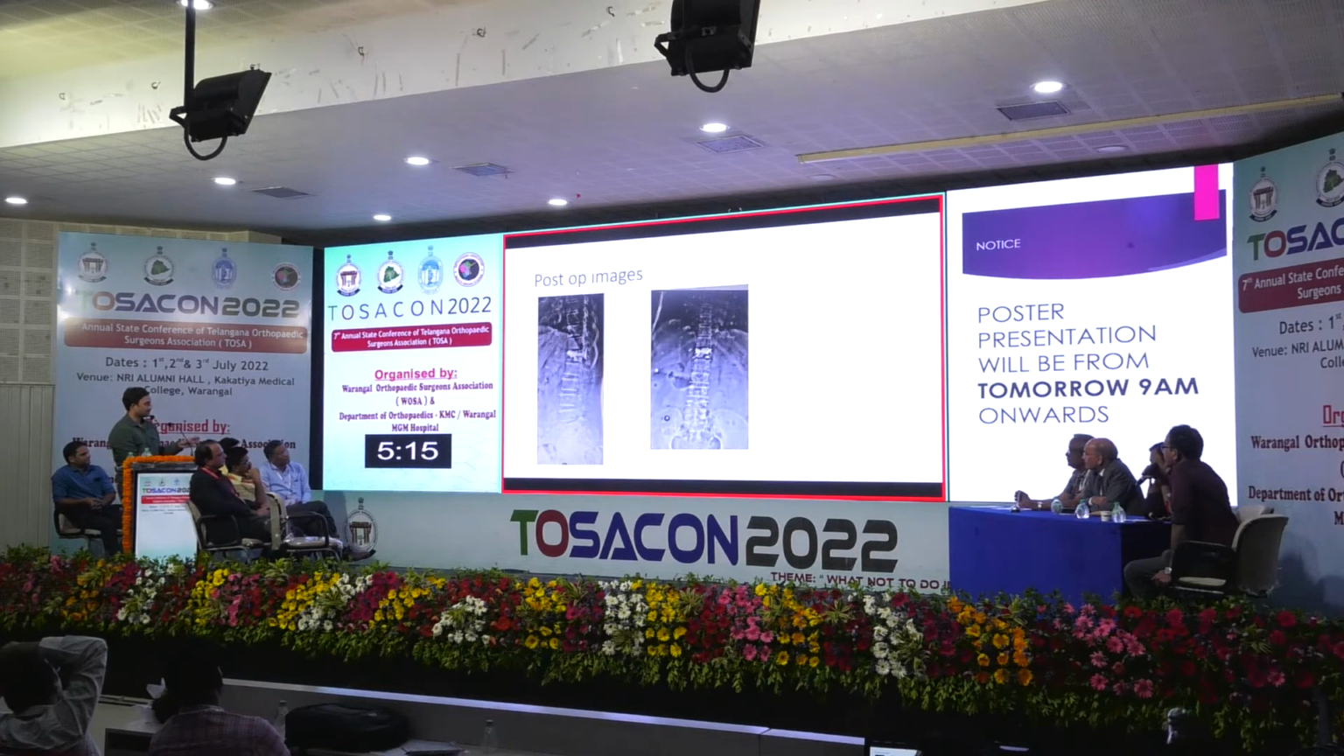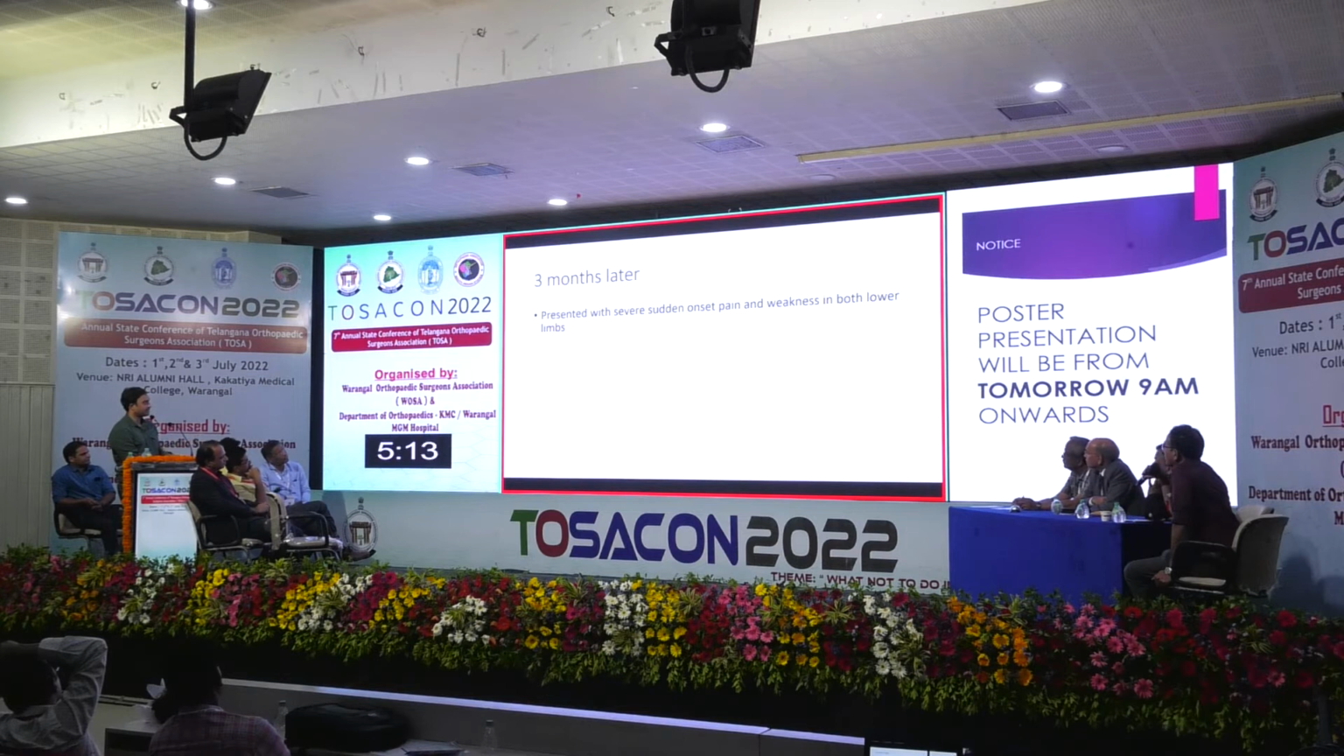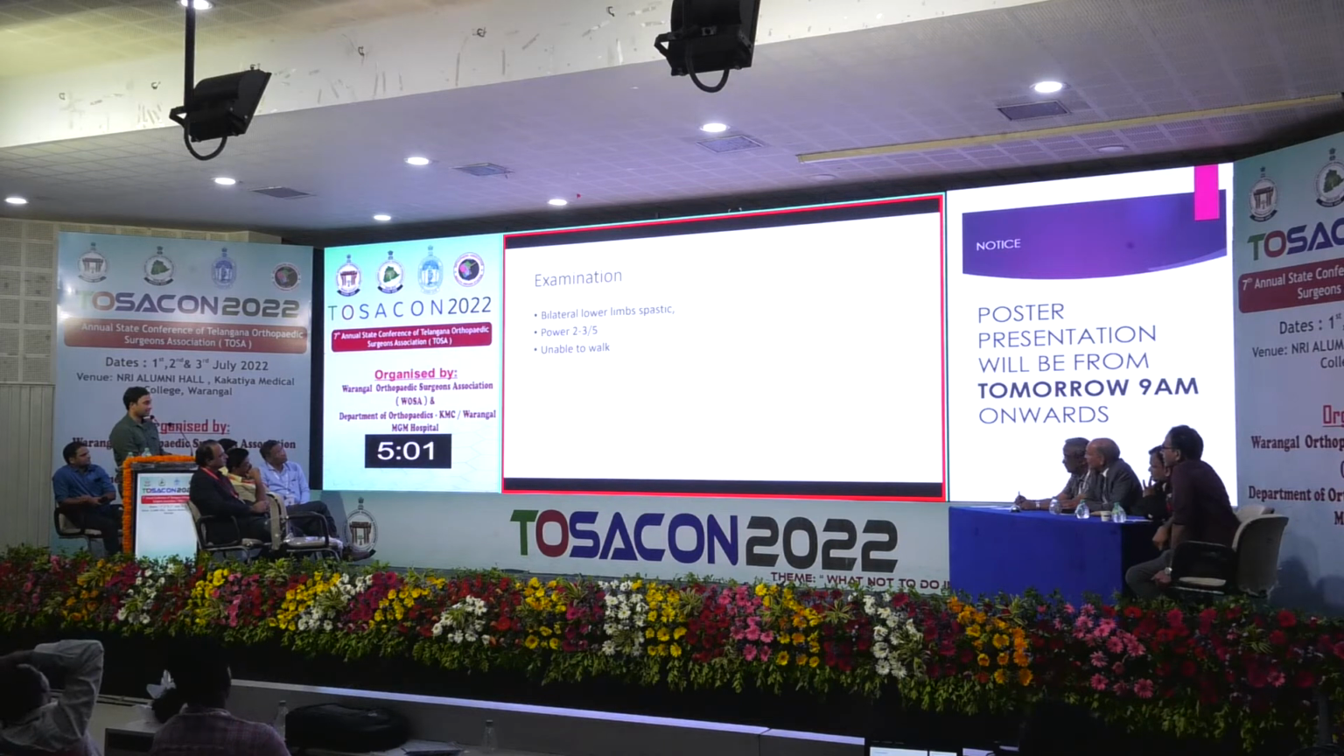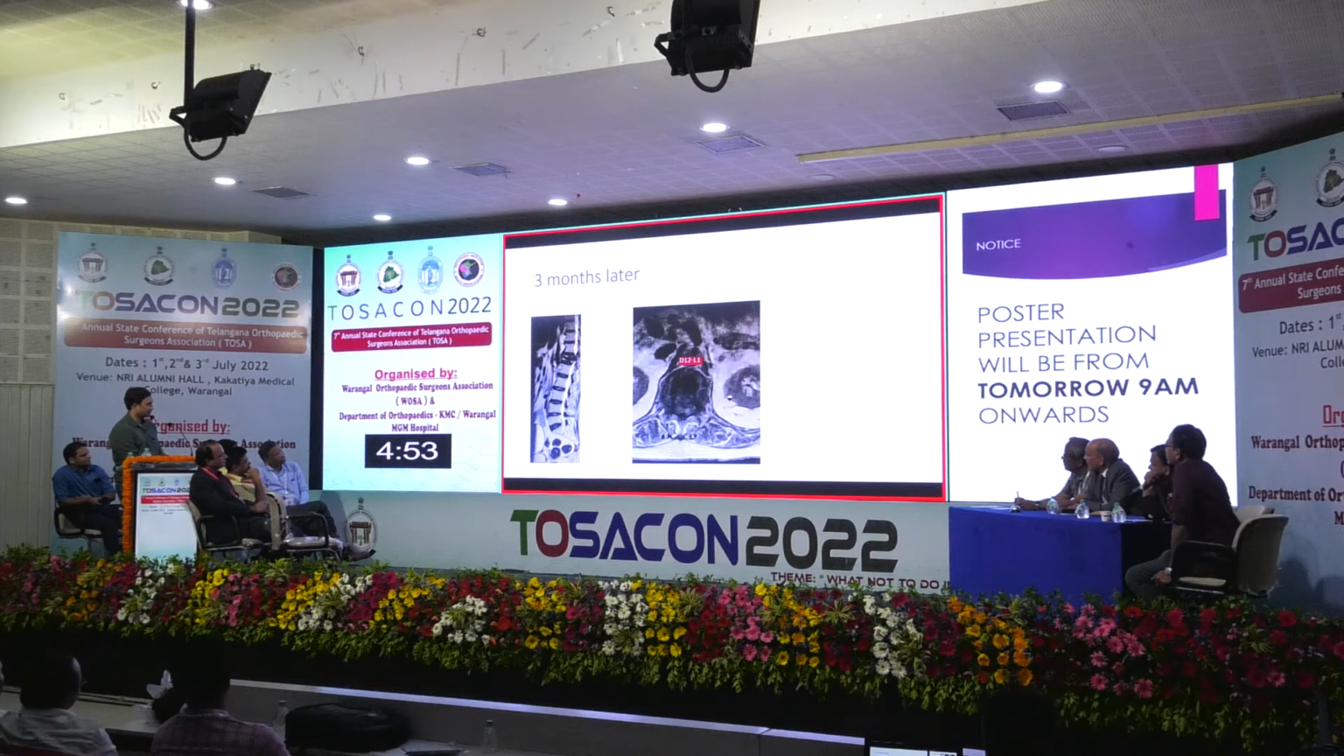She went home, and she presented after 3 months with weakness in the lower limbs and back pain. On my examination, when she came to me about 3 months back from now, her power was around 2 to 3. She stopped walking in the last 7 days. Suddenly, it's not gradual weakness, and the whole limbs are spastic. Sensory level is L1. So this is the MRI which I got done.